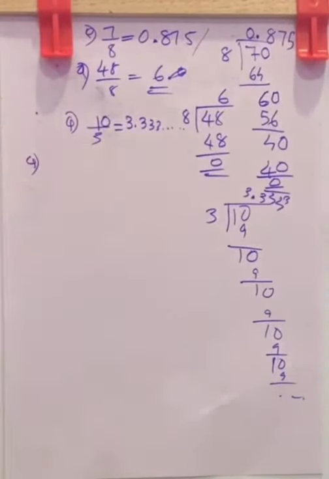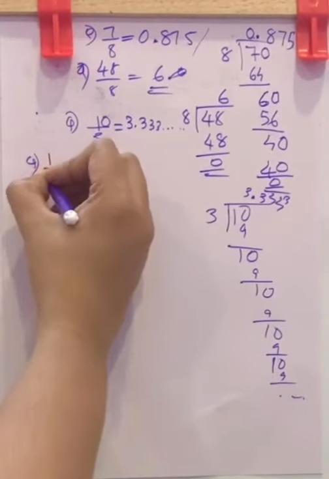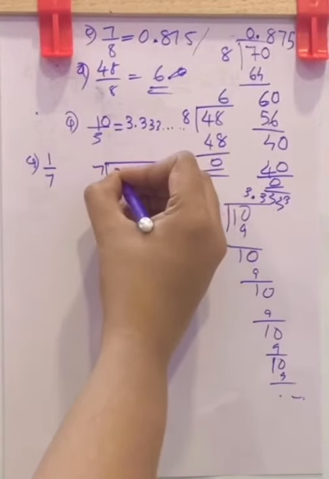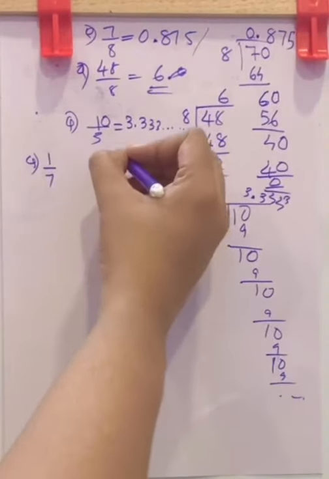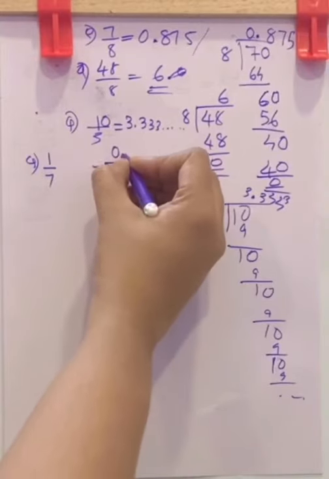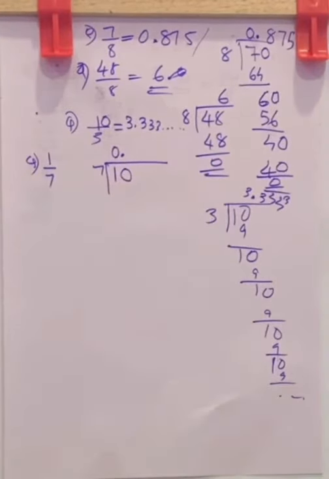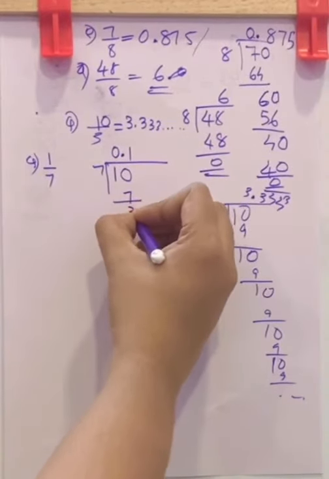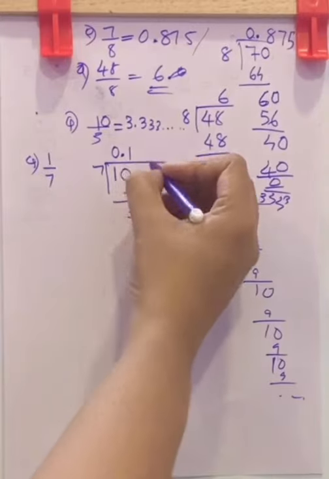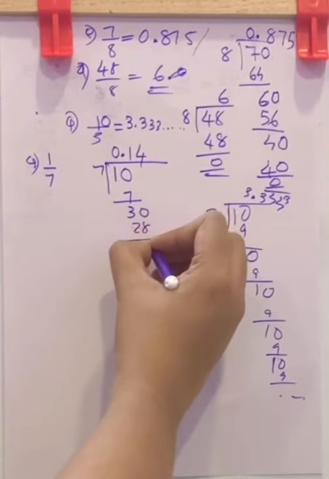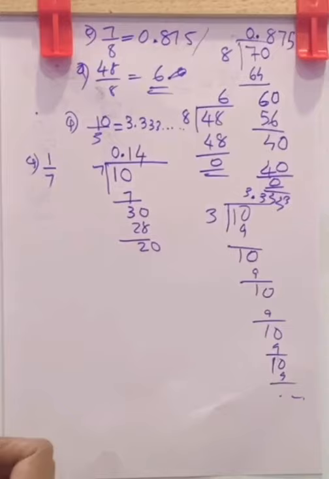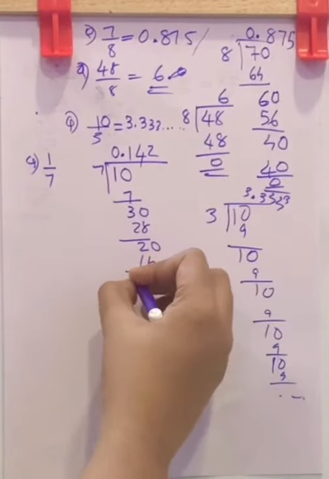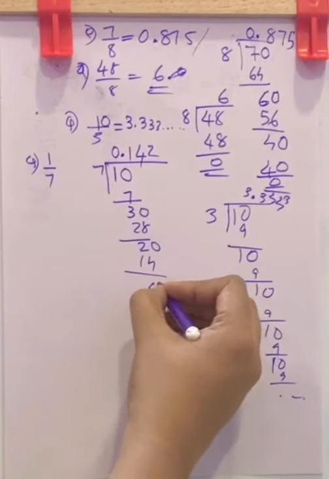Now let us check another question: 1 by 7. Here 1 can't be divided by 7, so put a 0 and a decimal. Then you can make this 10. In 10, 7 goes 1 time. Balance is 3. It becomes 30. In that, 4 times, 28. Balance is 2. Now this becomes 20. In that, 2 times, balance is 6. It becomes 60.